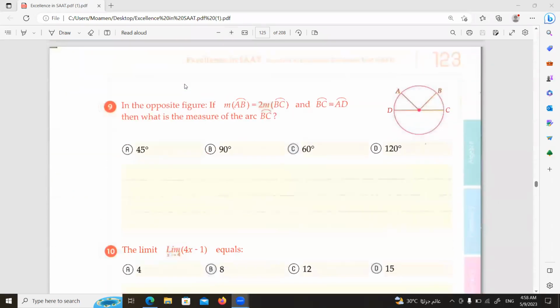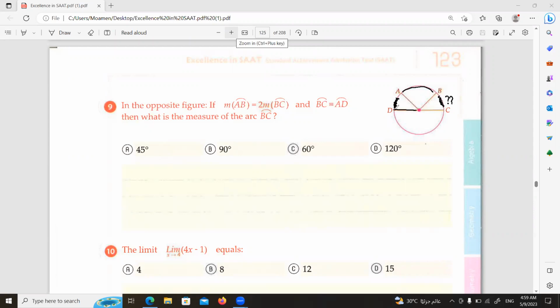We're going to the next. In the opposite figure, the measure of the arc AB equals twice the measure of the arc BC, and the arc BC and arc AD are two congruent arcs. So this arc and this arc are equal. Then find the measure of the arc BC.